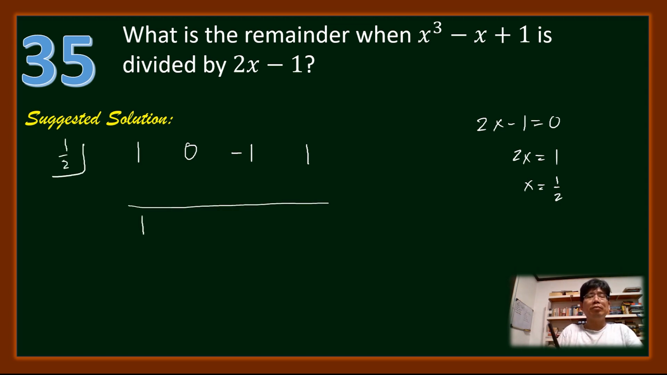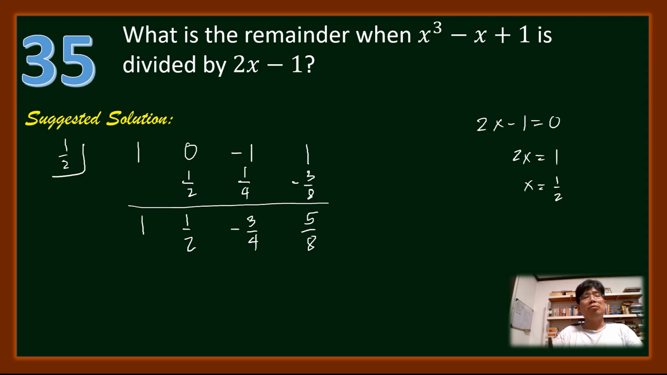Bringing down the coefficient of the first term, then multiply 1 times 1/2 is equal to 1/2. Then add 0 plus 1/2. Multiply this sum again by the divisor, 1/2, that is 1/4. Negative 1 plus 1/4 is negative 3/4. And then negative 3/4 times 1/2, that is negative 3 over 8. 1 plus negative 3 over 8 is 5/8.